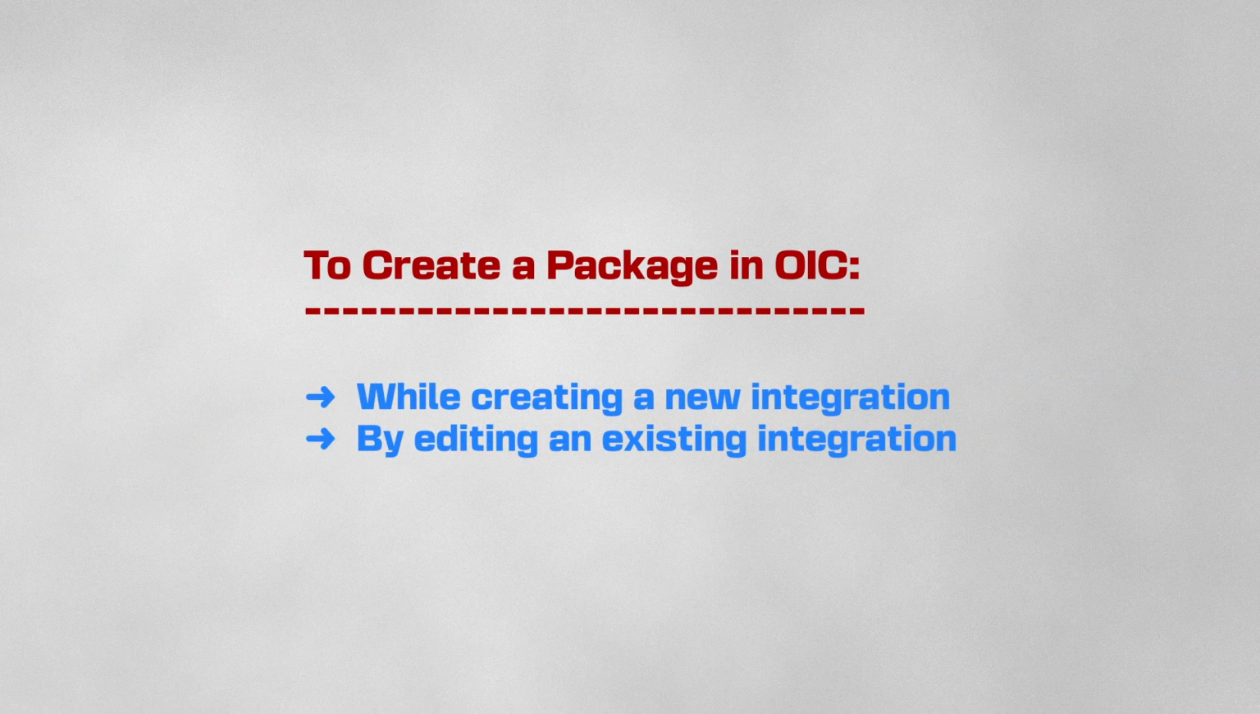There are two ways to create and associate a package. First, when you're creating an integration for the first time, you can select an existing package or create a new package directly from the integration creation screen. Second, if the integration is already created and you want to add it to a package, then you must first deactivate the integration, edit it, and then go to the primary information section, and then you can create or add that integration to an existing package.